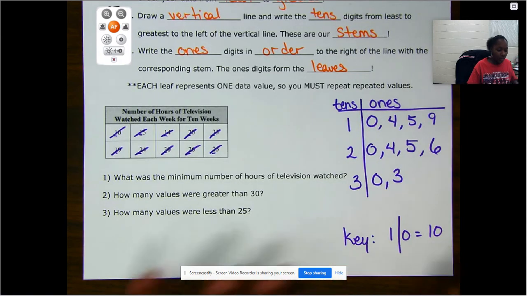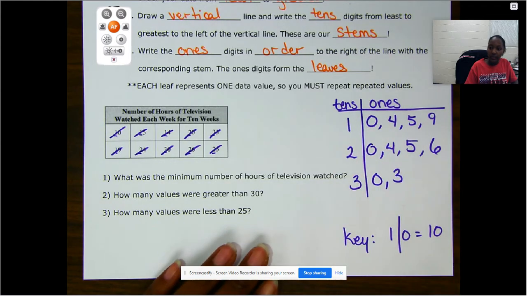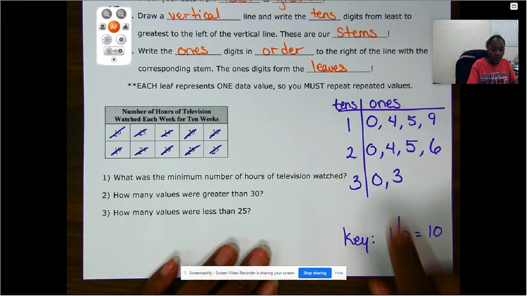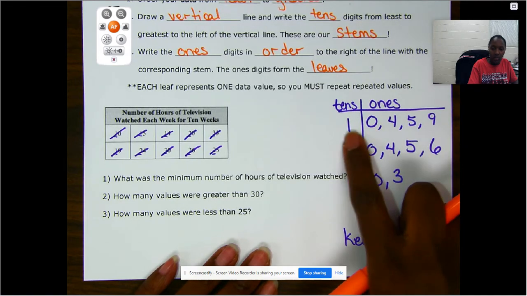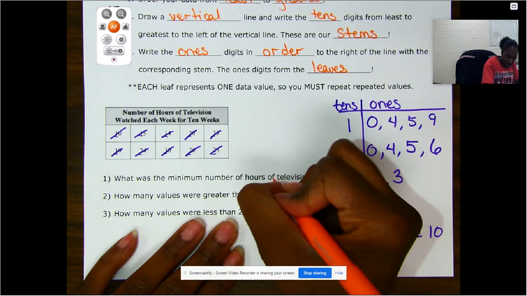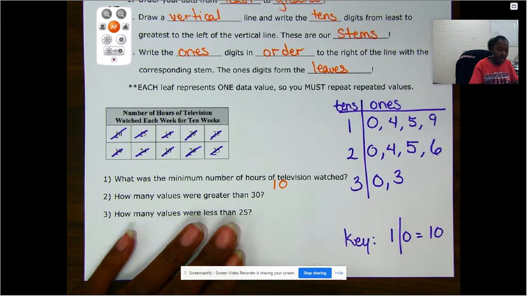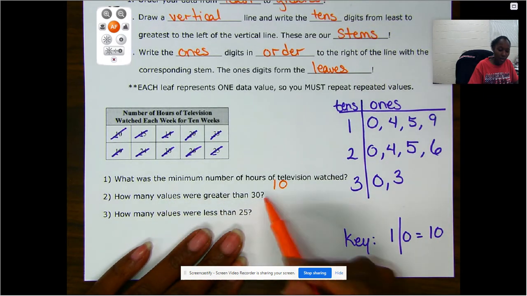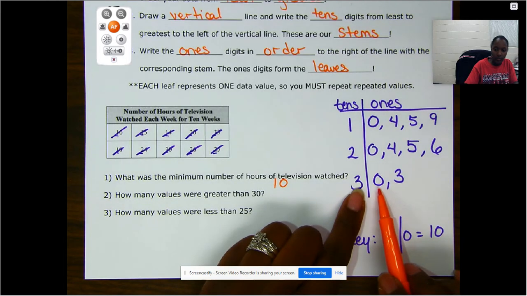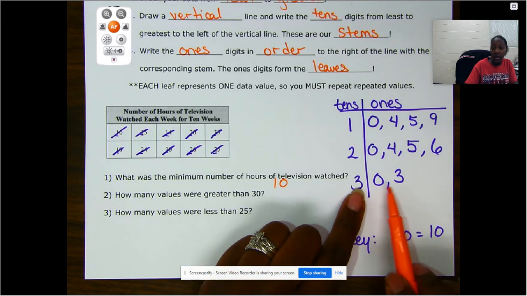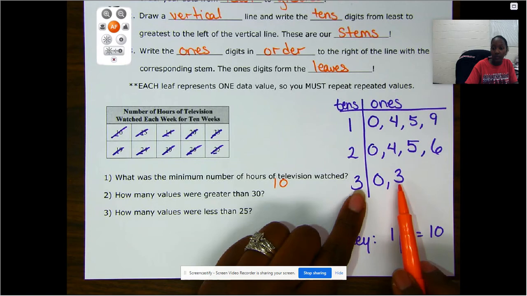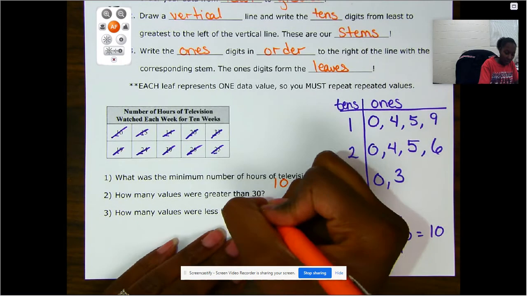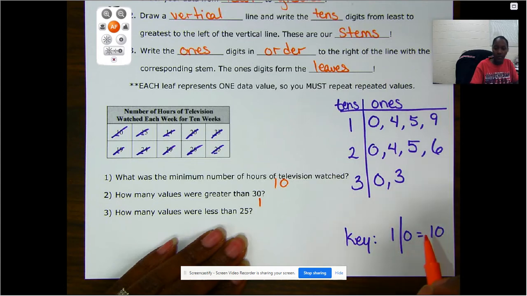All right, let's see if we can answer our questions here. Number 1 says, what was the minimum number of hours of television watched? Okay, so what's the smallest one we see here? If you said 10, you are correct. That's the smallest amount. Minimum means smallest. All right, how many values were greater than 30? All right, here's 30, but they said greater than 30. So how many numbers were greater than 30? Only one. We have a 33. That's the only one that's greater than 30.